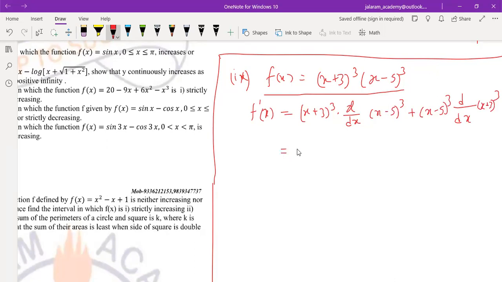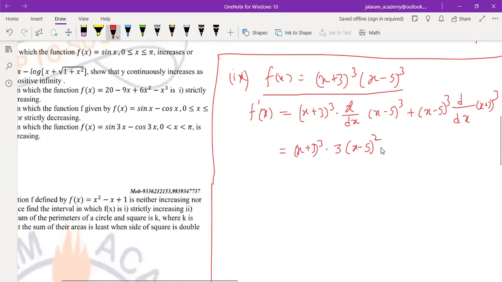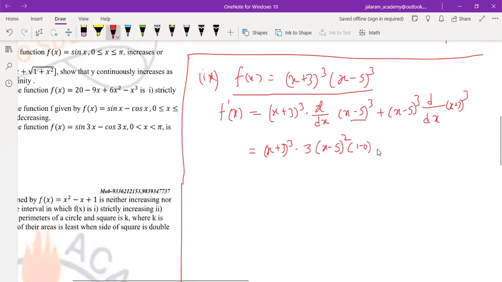(x+3)^3 into 3 (x-5)^2 into 1, the differentiation of x minus 5 is 1 minus 0. Okay, very good. Plus (x-5)^3 into 3 (x+3)^2 into 1 plus 0.